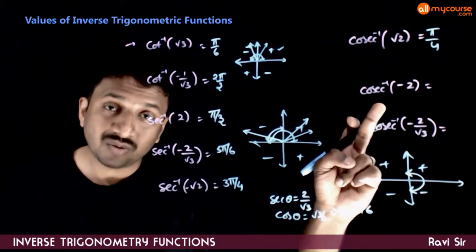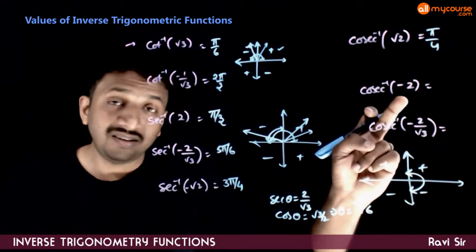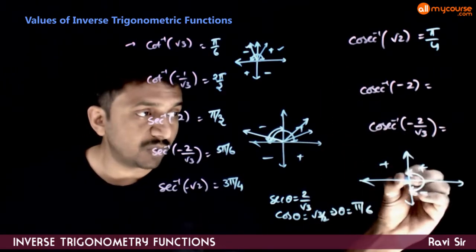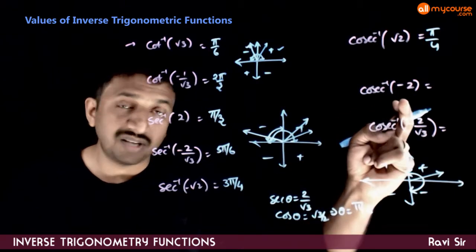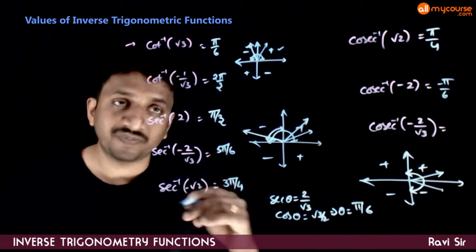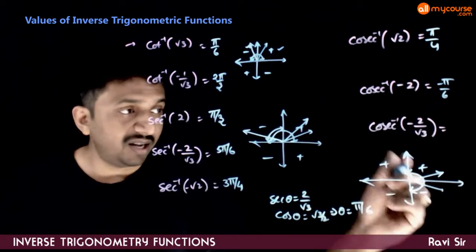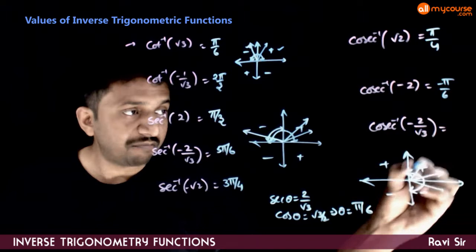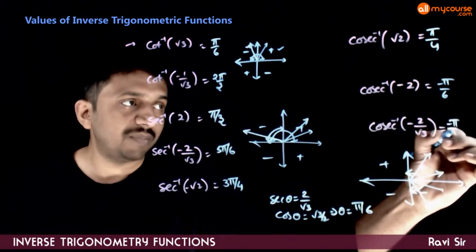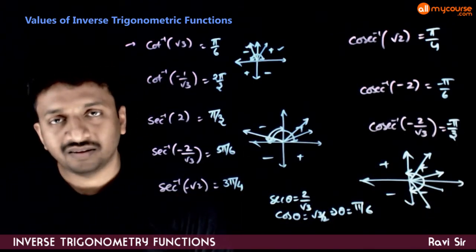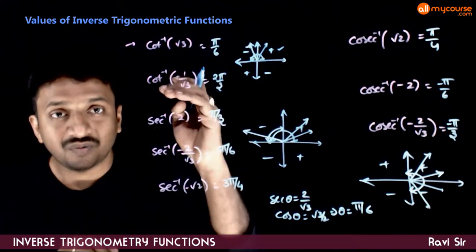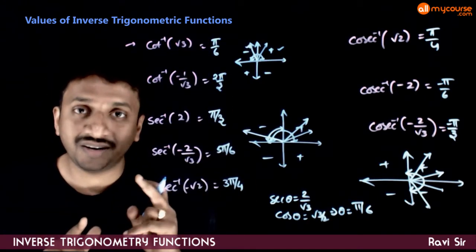Cosecant inverse of minus 2. First find the allied position in the first quadrant. Cosecant equal to 2 corresponds to pi by 6. So cosecant inverse of minus 2 is minus pi by 6. Corresponding to 2 by root 3, we have pi by 3. Corresponding to minus 2 by root 3, we have minus pi by 3. So I hope you are understanding how to get the values of inverse trigonometric ratios.